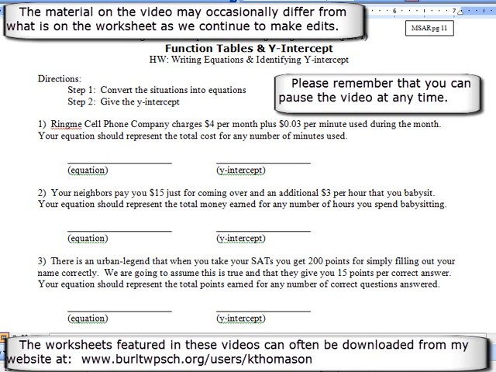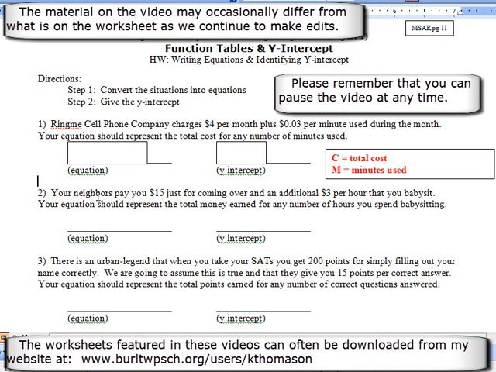Number 1 says Ring Me Cell Phone Company charges $4 per month plus 3 cents per minute used during the month. Your equation should represent the total cost for any number of minutes used. So before we write our equation, we have to figure out what our variables are going to stand for, what letter we're going to use. So I'm choosing C for total cost. And again, remember, you can choose any letter you want as long as you describe what that letter represents. And I'm also going to have M stand for minutes.